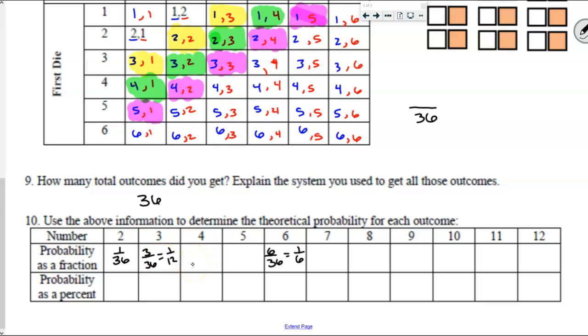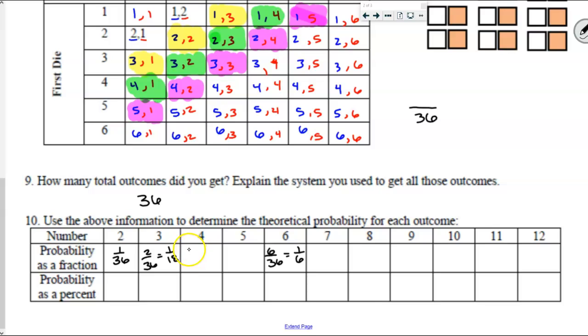Yes, Joshua? Thank you. I was looking ahead to 4. You are right. I appreciate that. 2/36, because it happens right here. 2 and a 1 or a 1 and a 2. Only 2 possibilities. 2/36 simplifies to 1/18.